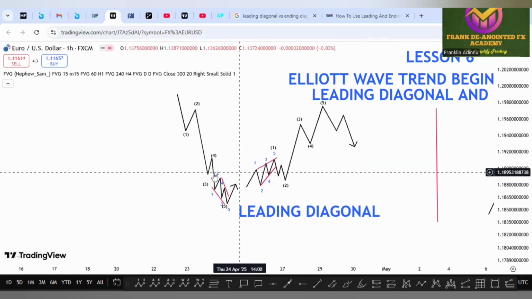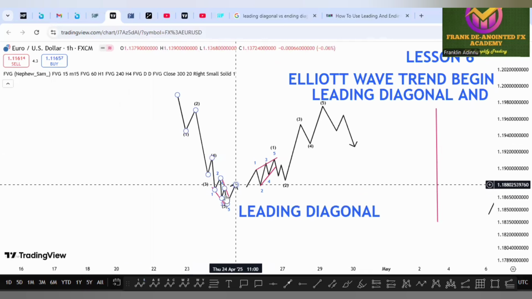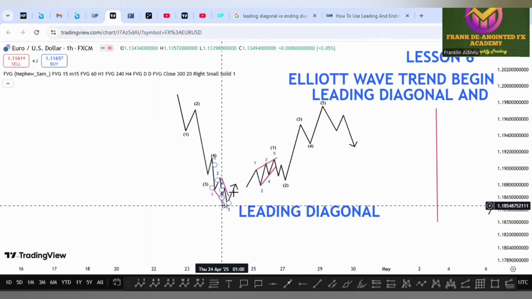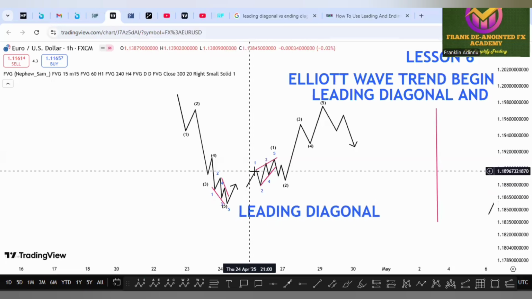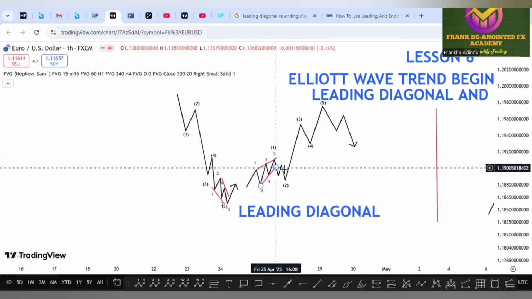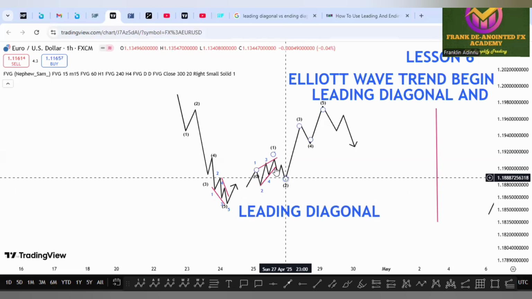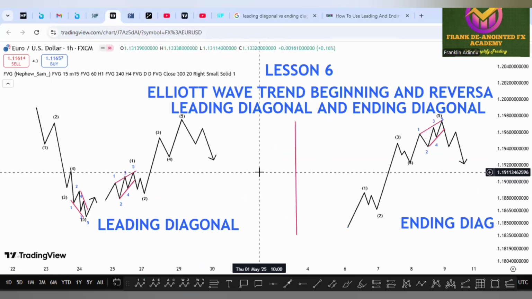Once you have seen the ending diagonal, you already know that the trend is about to end, and there is going to be a reversal. Once this occurs, and then you see a leading diagonal, you already know that it's not going to be a correction. It's the beginning of another trend, which is the leading diagonal. So that is how to differentiate the leading diagonal from the ending diagonal.